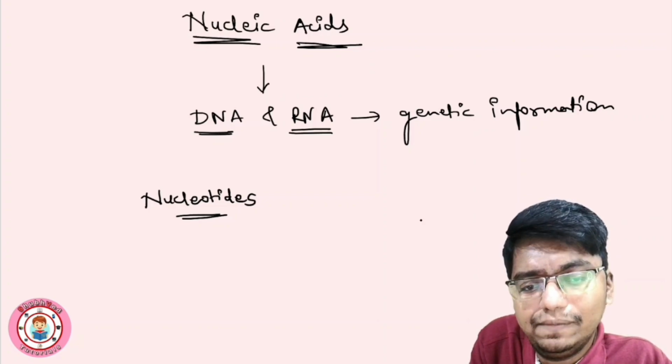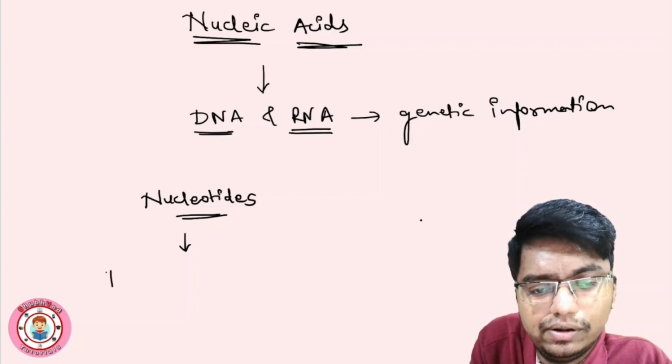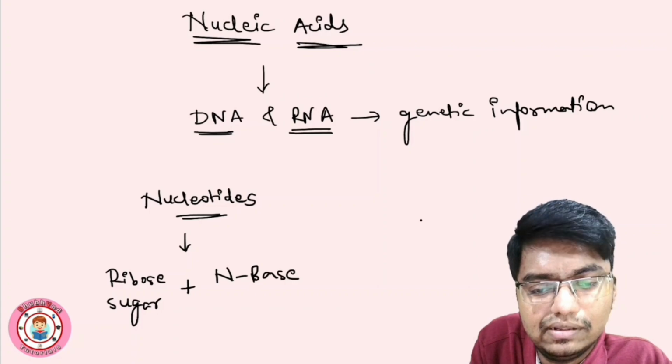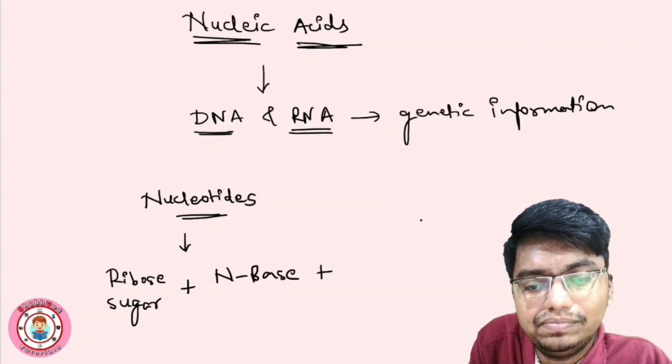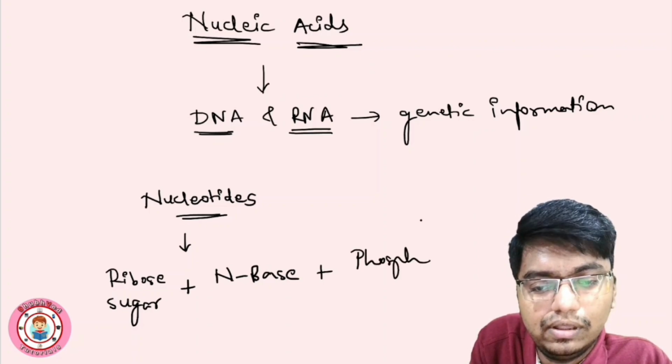What are nucleotides, basically? This consists of three components. First of all, ribose sugar, plus nitrogenous base, and phosphate group.